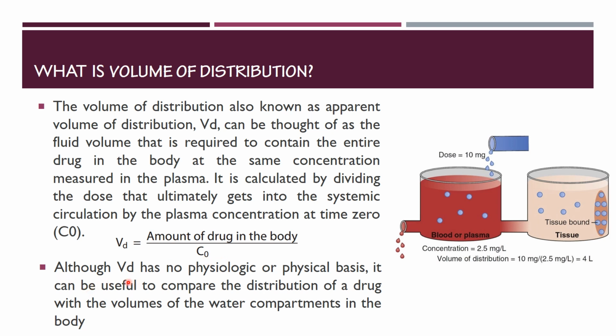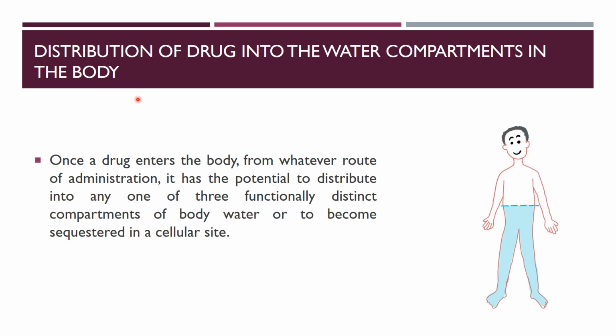Although volume of distribution (Vd) has no physiologic or physical basis, it can be useful to compare the distribution of a drug with the volumes of the water compartments in the body. Distribution of drug into the water compartments in the body. Once a drug enters the body from whatever route of administration, it has the potential to distribute into any one of three functionally distinct compartments of body water or to become sequestered in a cellular site.